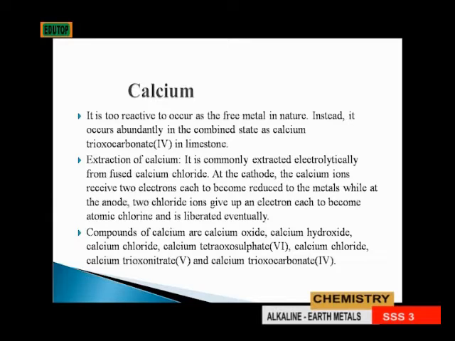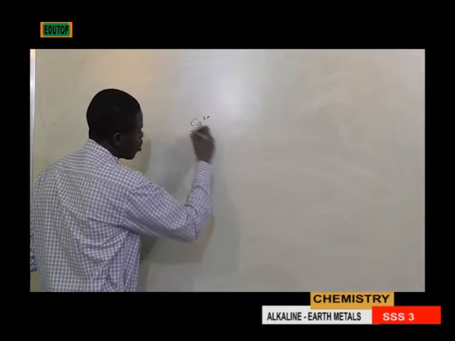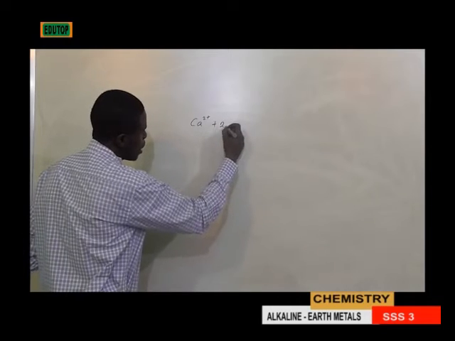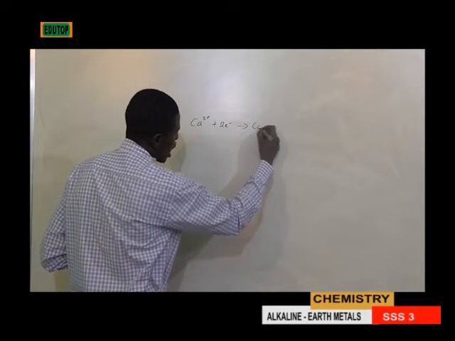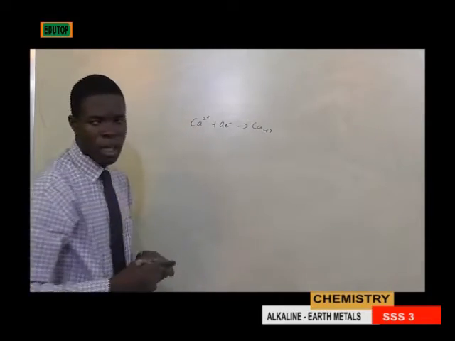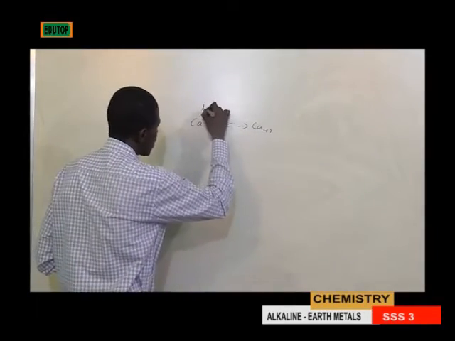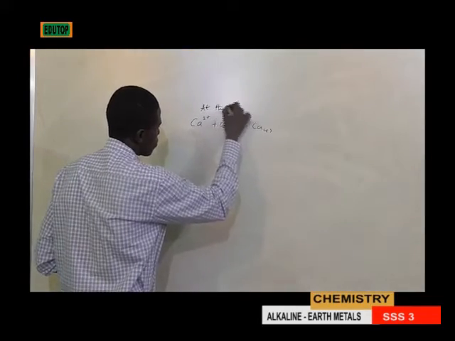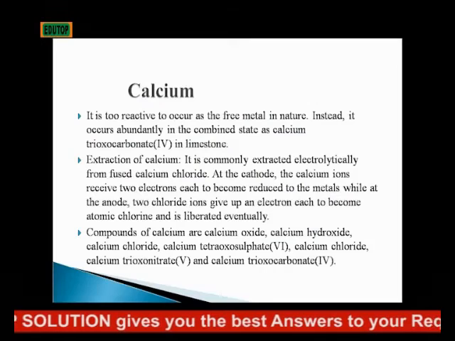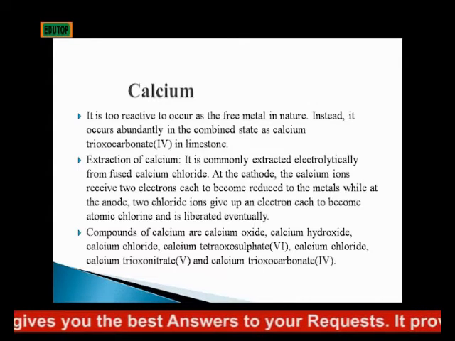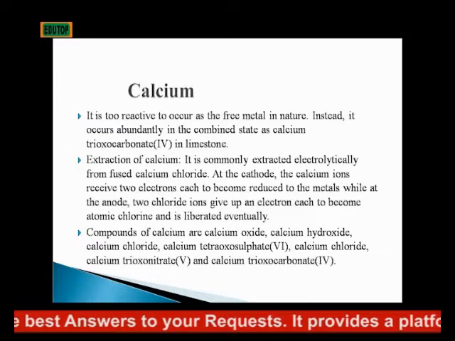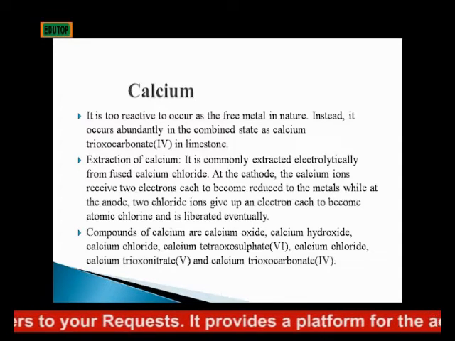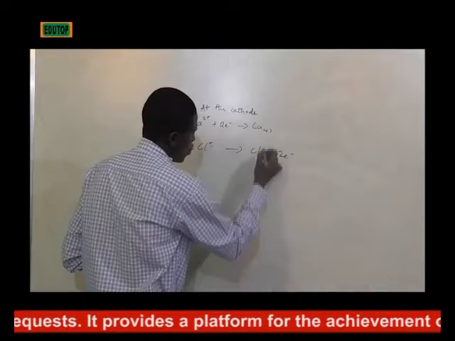At the cathode, the calcium ions receive 2 electrons each to become reduced to the metal. The reaction for this: the calcium 2+ ions receive 2 electrons to become calcium metal. That is what is happening at the cathode. At the anode, 2 chloride ions give up an electron each to become atomic chlorine and is eventually liberated as chlorine.